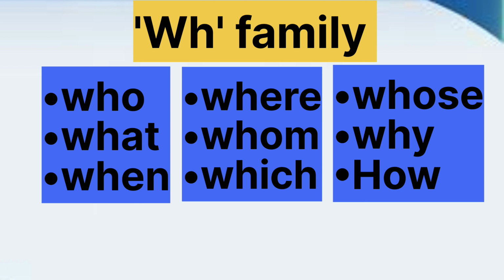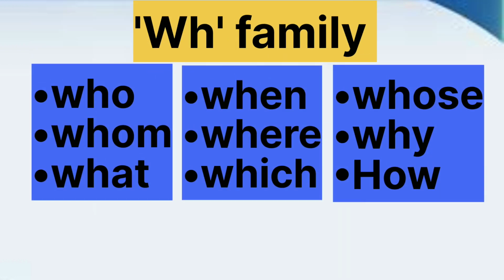The most important thing is to know the usage of all these WH words. Let us begin with who. Who is used to ask about a person or people. This WH word tells us about who did the action. Usually, the subject of the statement is the answer. Next WH word, whom. Whom is used to ask about a person. It is usually an object of the statement.